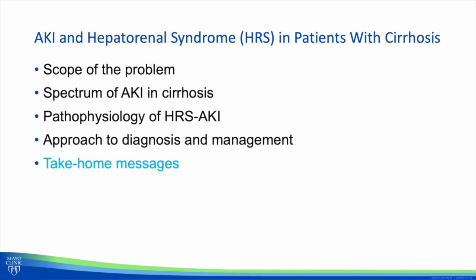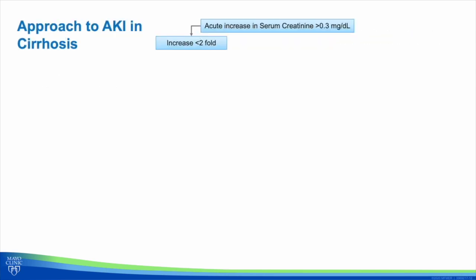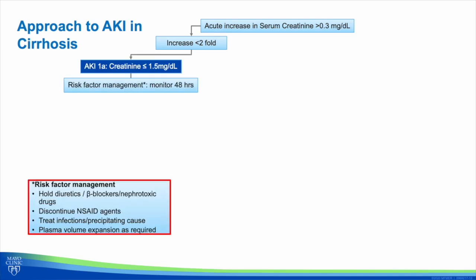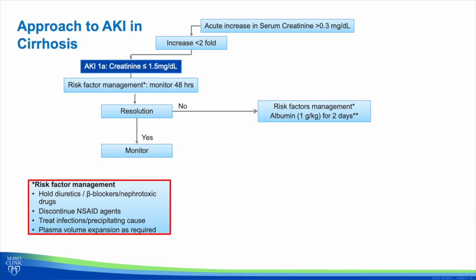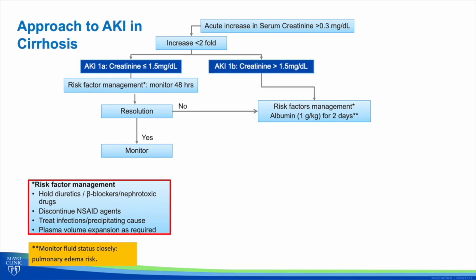On the other hand, if they've not resolved, then you have to give albumin for 2 days. Again, when you give albumin, be careful. Check volume status carefully in here. On the other hand, if the patient came greater than 1A, so that is 1B, or 2 or 3, you will give albumin right away. If they resolve after 48 hours, monitor.